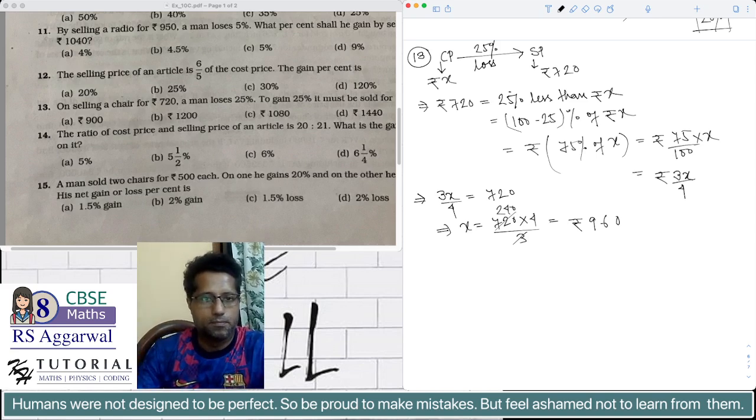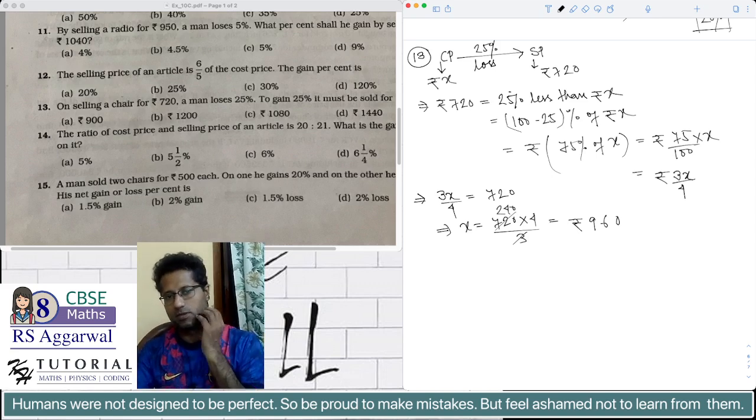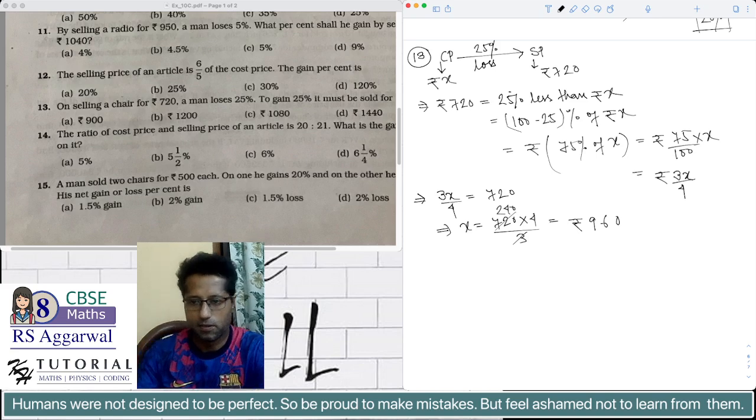And what is the question? To gain 25%, it must be sold for what? So we have to find the selling price so that it will gain 25%. Okay.